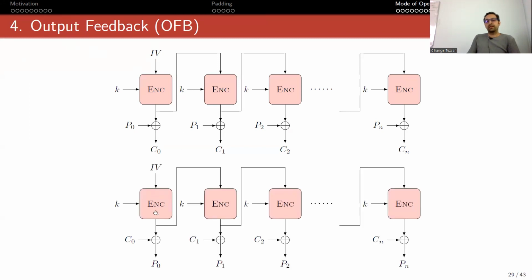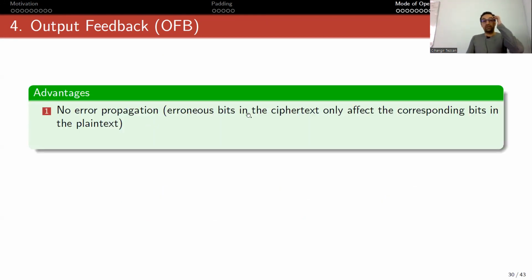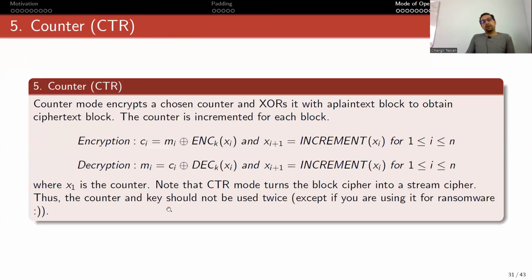Decryption is again identical. I'm simply changing the places of Pi's and Ci's. Okay. So no error propagation. Erroneous bits in the ciphertext only affect the corresponding bits in the plain text. Encryption does not depend on previous ciphertext. So it is a nice one. But we can do something even better and use the counter mode.